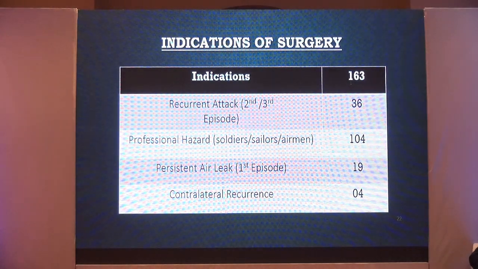The indications: 36 patients had a recurrent attack, be it the second attack or a third attack, and in the first attack in 104 patients, all done in soldiers, sailors and airmen. We think that they serve in the Himalayas, in Siachen, in Kashmir and far off places on the ships. So in case of recurrence, there can be danger to their life, so we operate in the first attack. And then persistent air leak in 19 and contralateral recurrence in 4 patients.